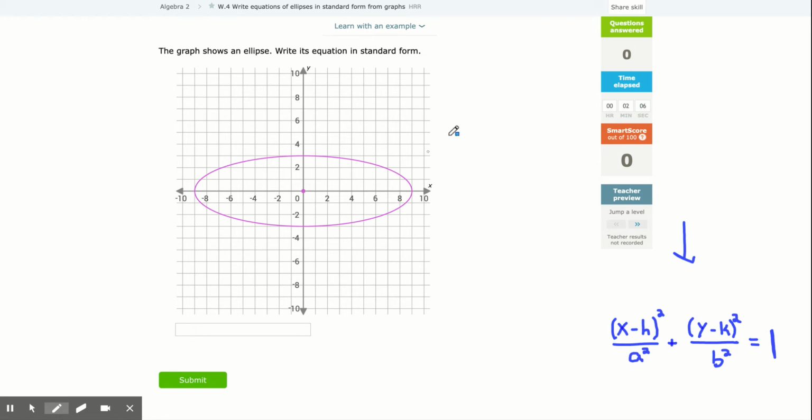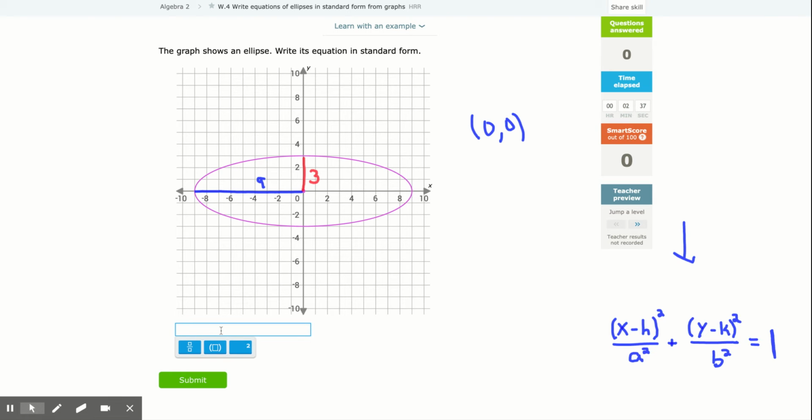First thing is the center. Center for this ellipse is 0, 0. So we found our values of h and k. The next thing we need to do is find the value of a. A is half the length of the major axis. So that's a length of 9. The b value is half the length of the minor axis, which is this value here, which is 3. Now remember, that's a. That's not a squared, and that's not b squared.